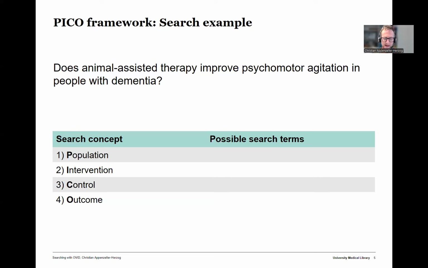And like many research questions, this research question can be put into the PICO framework. PICO stands for Population, Intervention, Control, and Outcome. And maybe I will now just pause for 10, 15 seconds, and I will let you conceptually fill in that PICO framework for yourself, and we will go on afterwards.